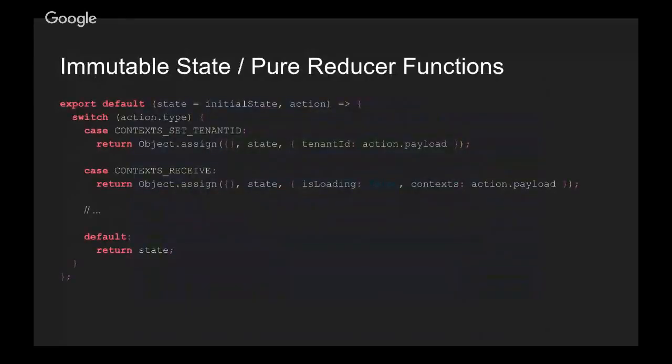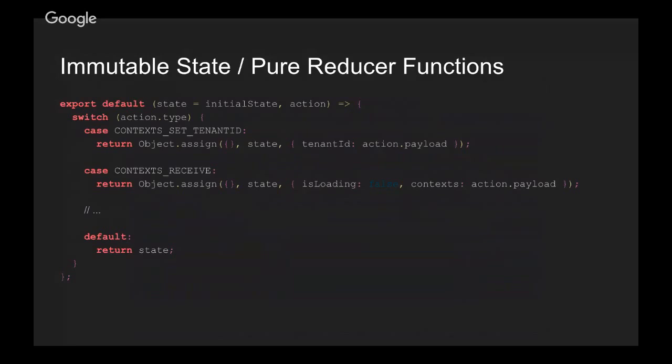So, immutable state and pure reducer functions. This is a snapshot, or a snippet, if you will, of one of the reducers from the application. The pure reducer function takes the form of two arguments, state and action. Then it's just a switch statement, the default of which, if the action is not recognized, is just to pass through and return the state unaltered.